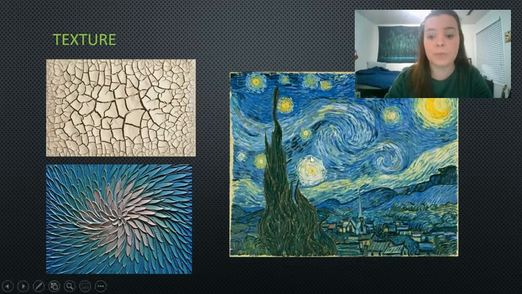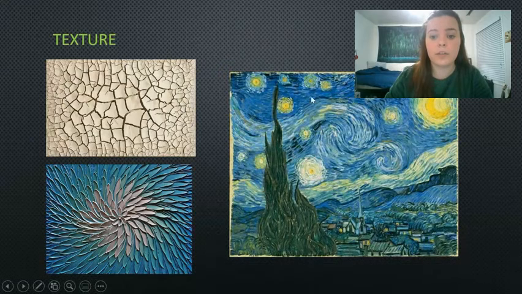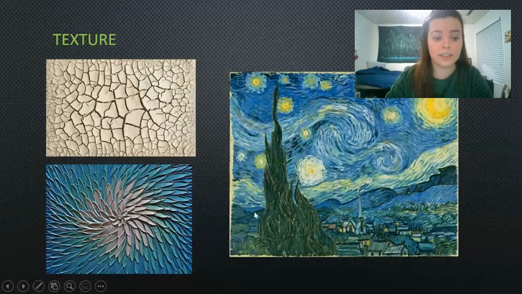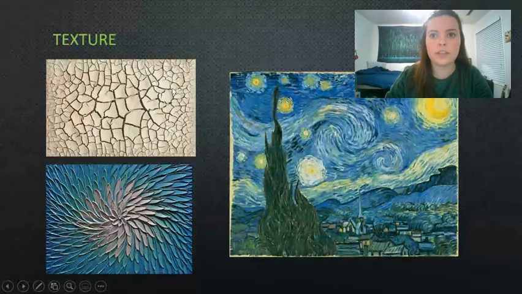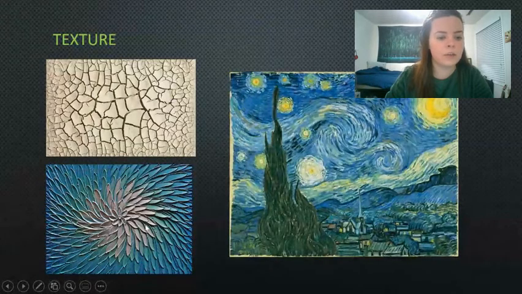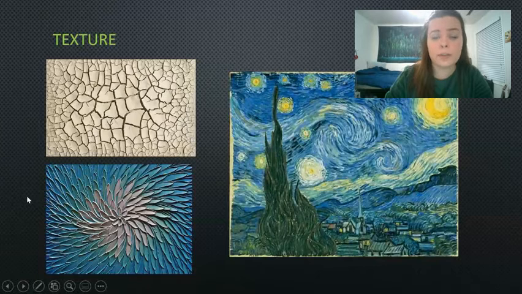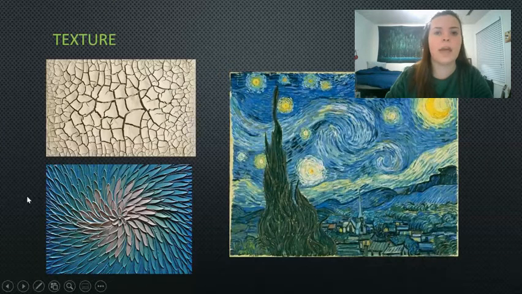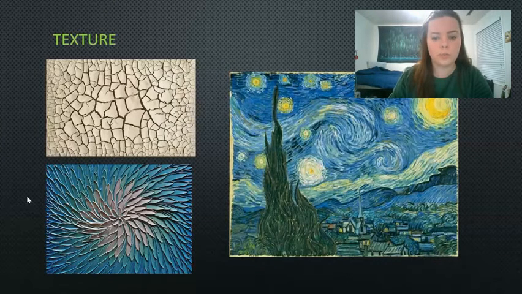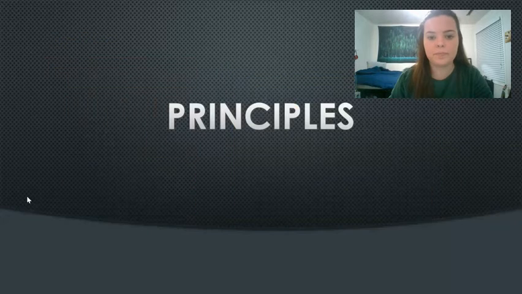Here we have texture, so implied texture. It looks like it's something you could touch, but in reality, can't. So that's implied texture. Actual texture is this on the left, where we have some mud that's all cracked and you could touch it. Sometimes there's paintings like that, like here on the bottom. That could be made with oil paint or acrylic paint, and you can actually touch that after it dries, and that would be actual texture. So remember the difference between those two things.